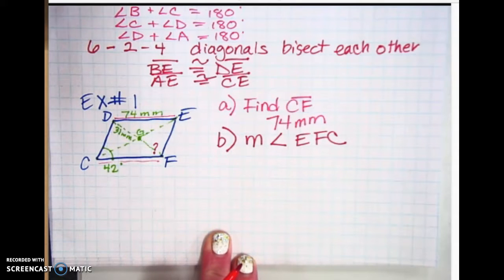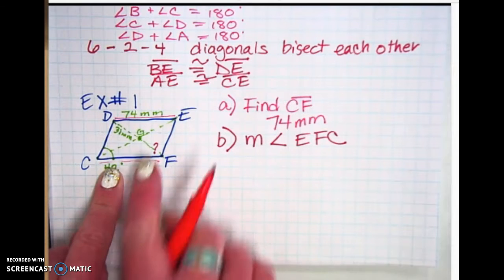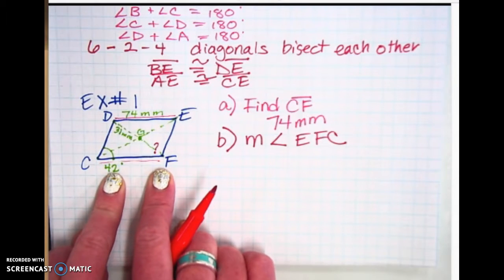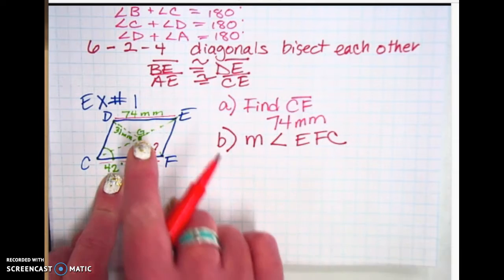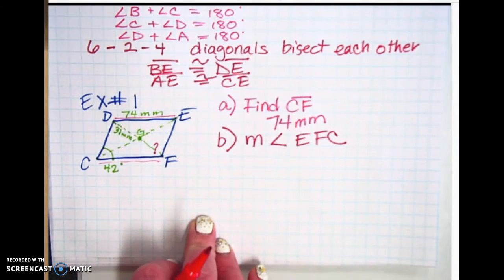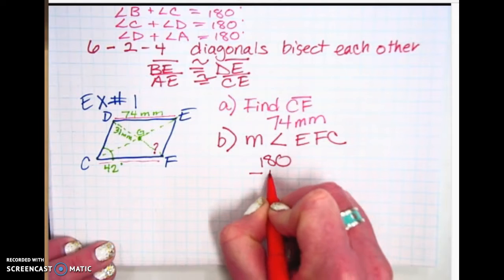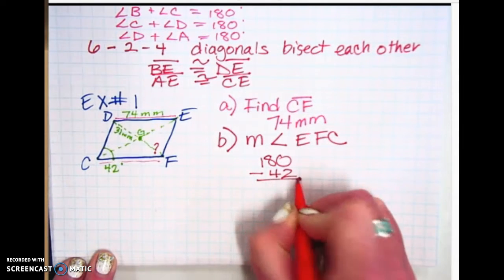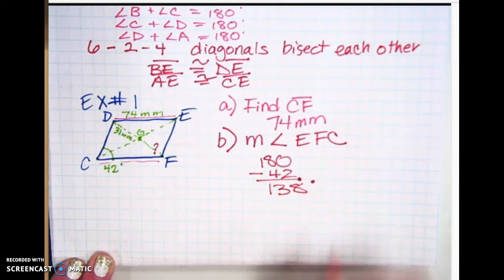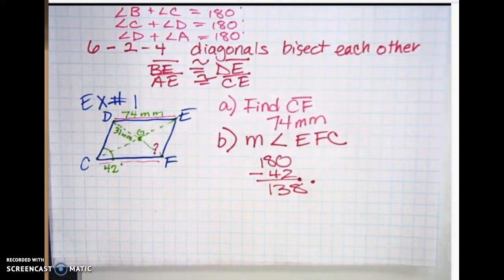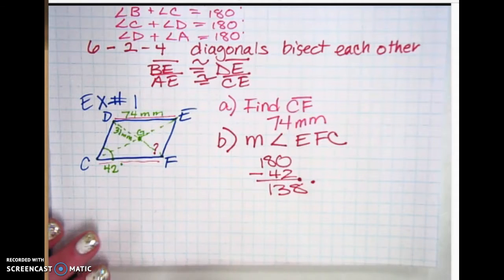Are they opposite, the one that we know right here, or are they consecutive? They're consecutive. They're one right after another. So should they be congruent or should they be supplementary? Supplementary, which means we start with 180, we subtract the 42 that we know, and I think I got 138. Okay? Or you could write an equation. You could say x plus 42 equals 180. You end up getting the same answer. Okay?